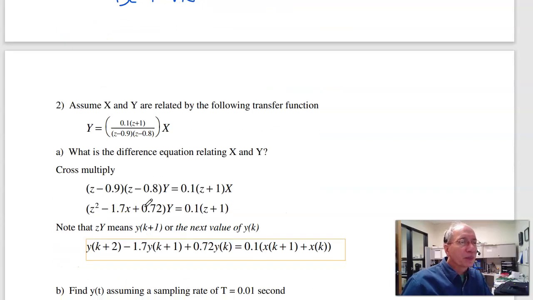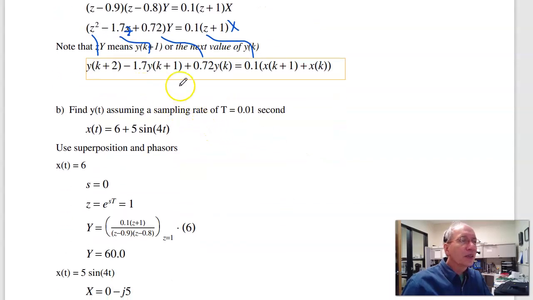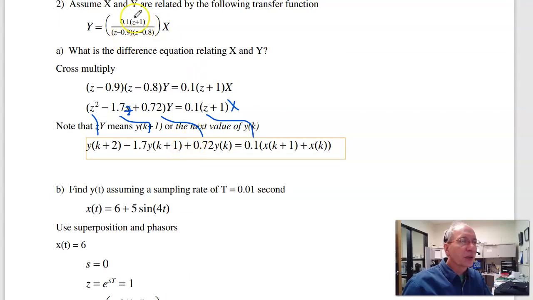That's in the S-plane. In the Z-plane, it's really the same thing. If I have a transfer function in Z, that represents a difference equation, different than a differential equation. To get that, cross multiply, multiply out. Note that zy means the next value of y. So z squared y is y 2 samples in the future. Zy is 1 sample in the future. Y is just y. Zx is x 1 sample in the future, and x. So this is the difference equation that corresponds to that transfer function.